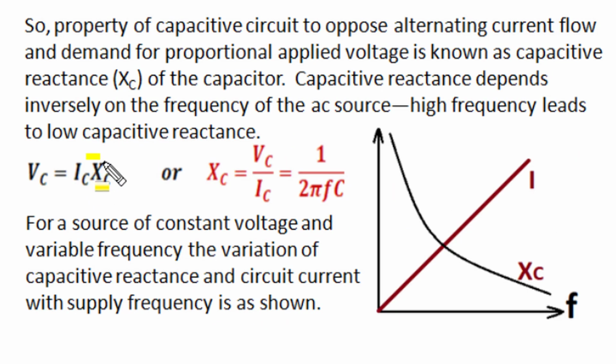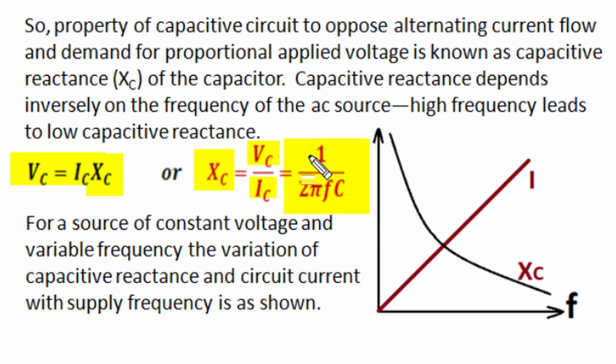So the capacitive reactance of a capacitor circuit opposes current flow, and for current flow demands proportional voltage. We can say capacitive reactance is the ratio of voltage applied across the capacitor to the current flowing through the capacitor circuit, and it is 1 over omega C or 1 over 2 pi f C.